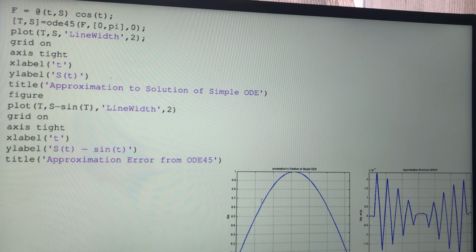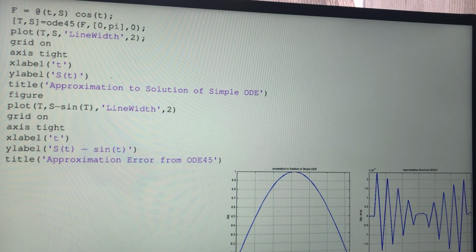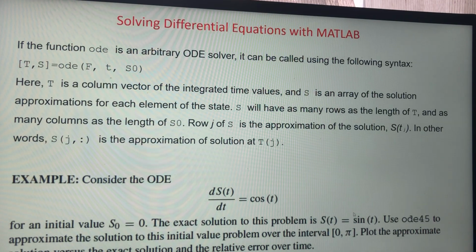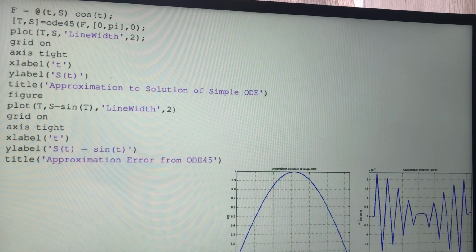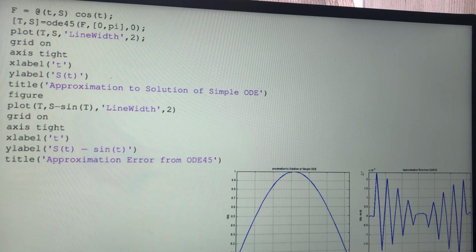Of course, you can also find the solution with a function, and here this is the error. I just added for you s of t and sine of t, because this differential equation has the solution sine of t. It is easy, and that's why from numeric to real solution you can see that the error is 10 to the minus 7, and the result is not bad.